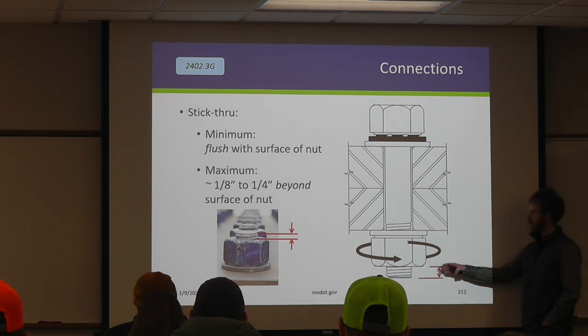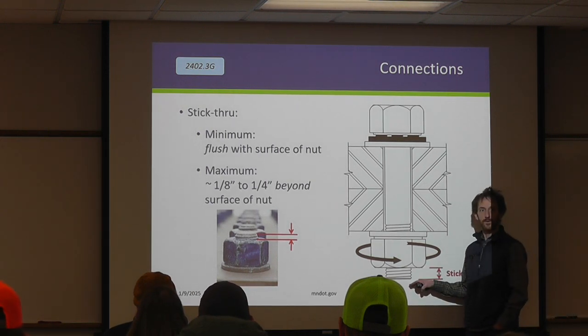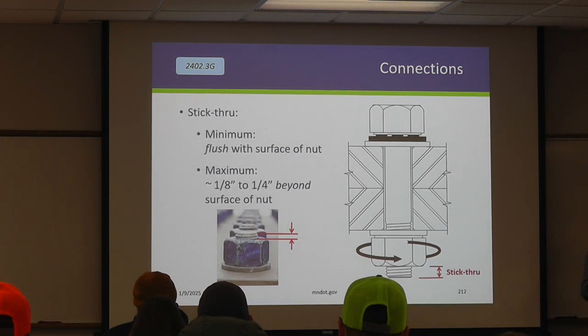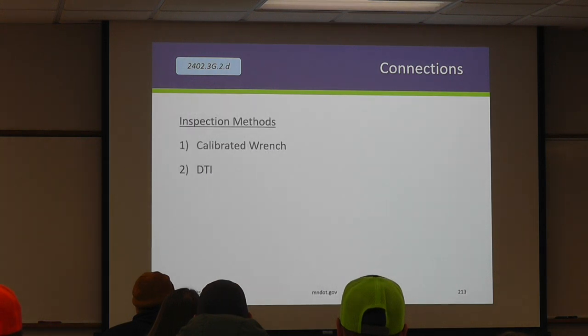Stick through would be the distance that the threads protrude beyond the end of the nut. Flush is okay. Slightly subset, start asking questions, right? Because they should have been sized so that they are flush. They get 1/8 to 1/4 inch of stick up. Okay, so this is usually pretty obvious. If you stand on one end of the splice, you can see the ones that are out of compliance. Okay. This is a pretty quick, easy thing to check.